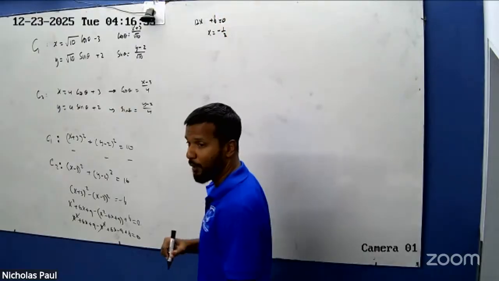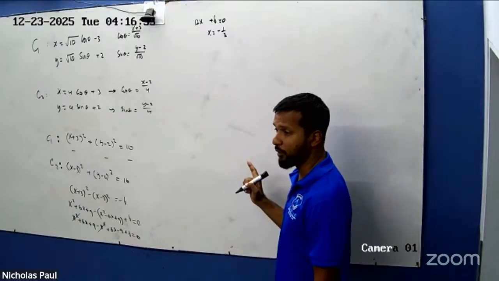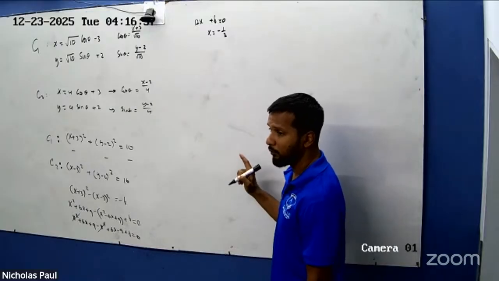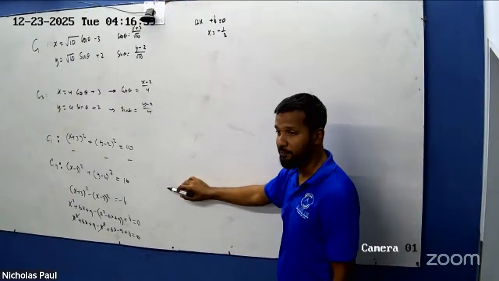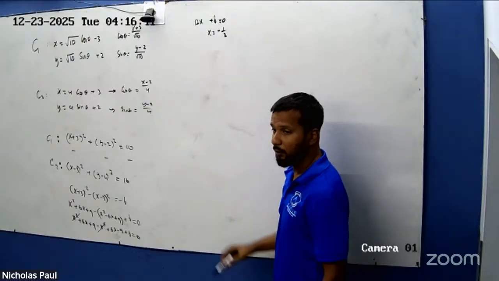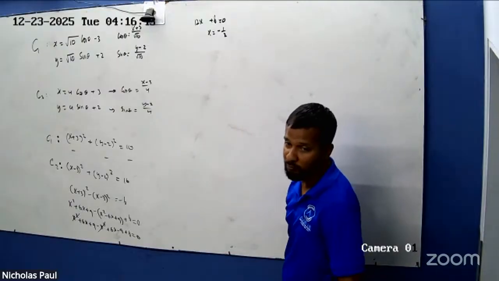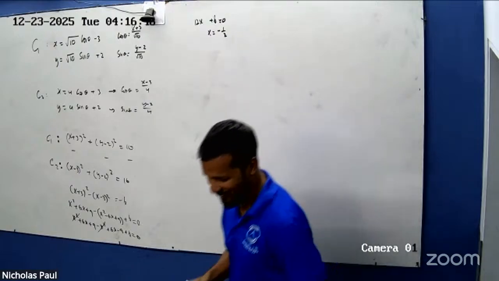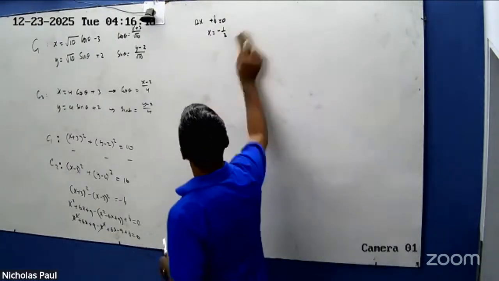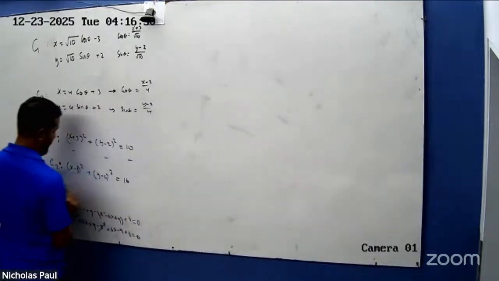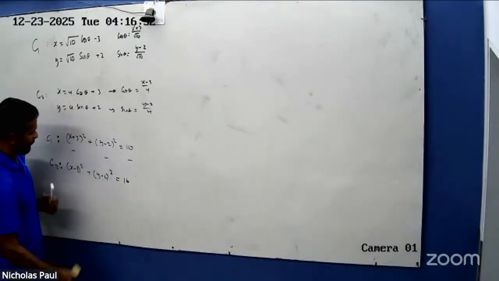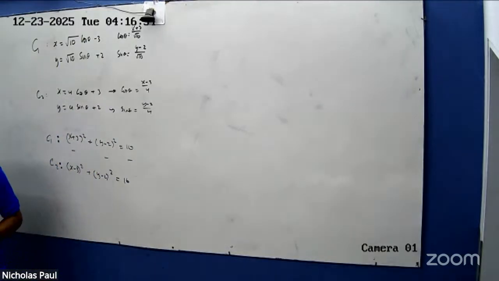Wait, see what happened? I lost a solution. I lost a solution by doing this method. Right? It's supposed to be 2. So I wouldn't use this.